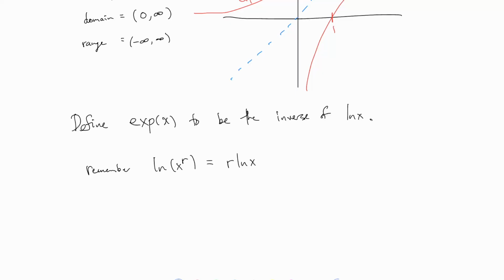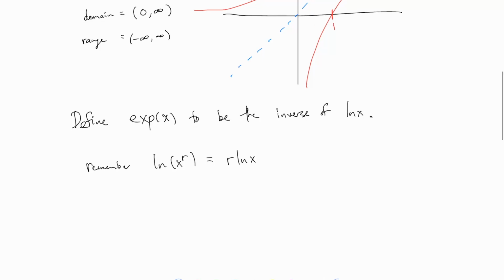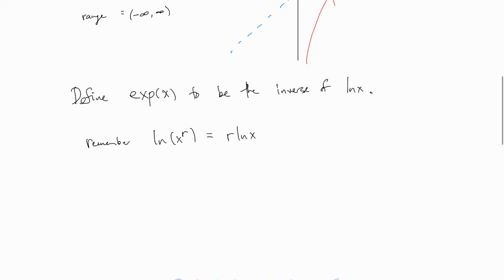I wrote this rule with different letters last time, I think, but I hope everybody is familiar with this. And also, remember e is a number with ln e equals 1. That's kind of the definition of e, right? It is the number such that this area under the curve ends up equaling 1, all right?